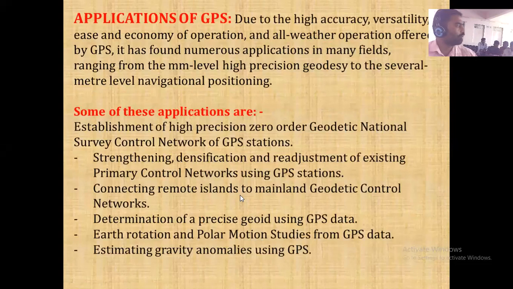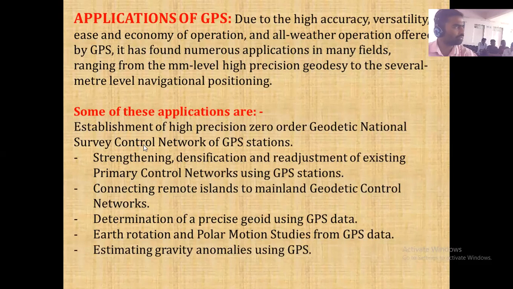Then, applications of the GPS: where GPS is actually used. Due to the high accuracy, versatility, ease and economy of operation, and all-weather operation offered by the GPS, it has found numerous applications in many fields, ranging from high precision geodesy to several-meter-level navigation positioning. So in order to determine an accurate value, we use the GPS application. First of all, the first one is the establishment of the high precision zero order geodetic navigational survey control network for GPS stations.